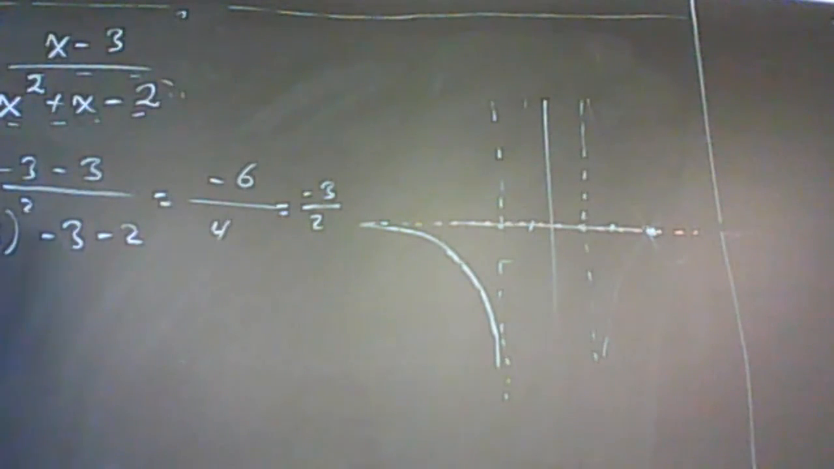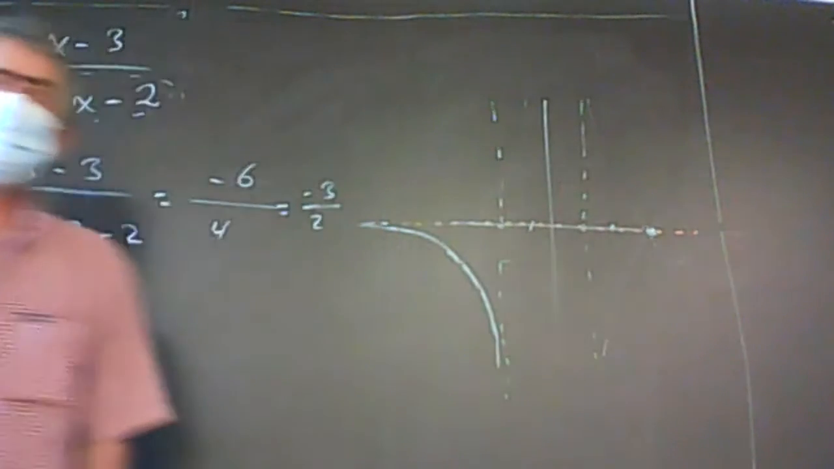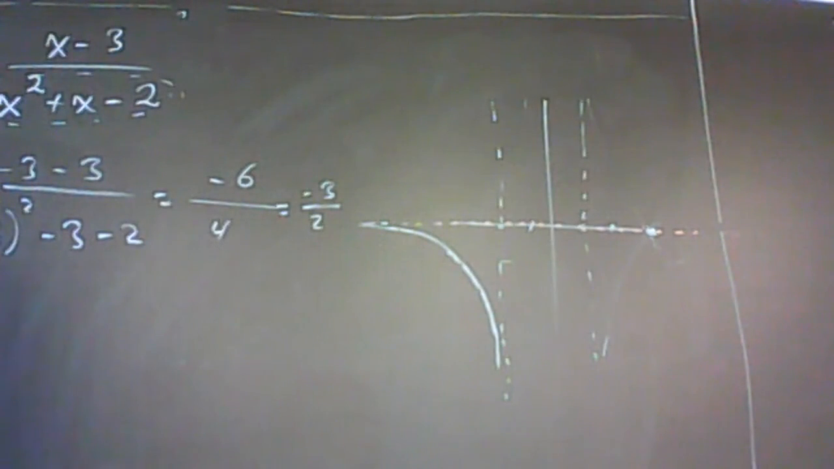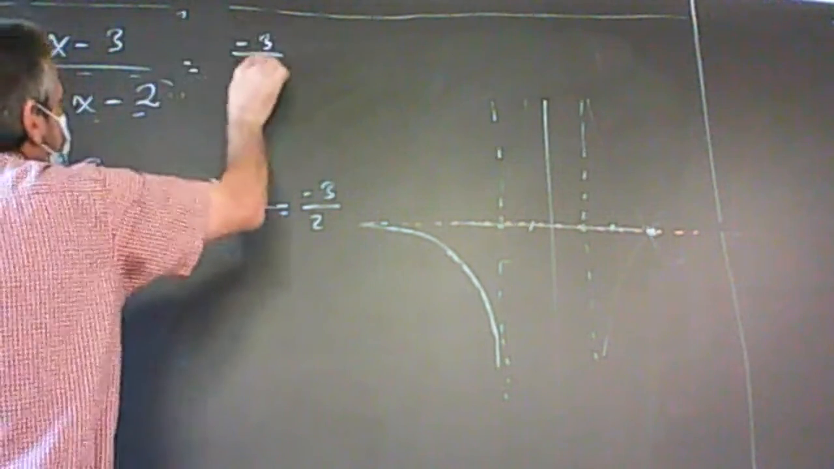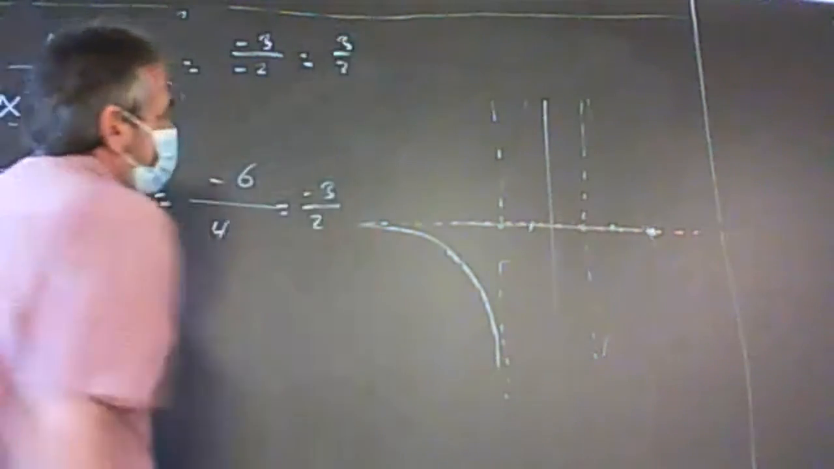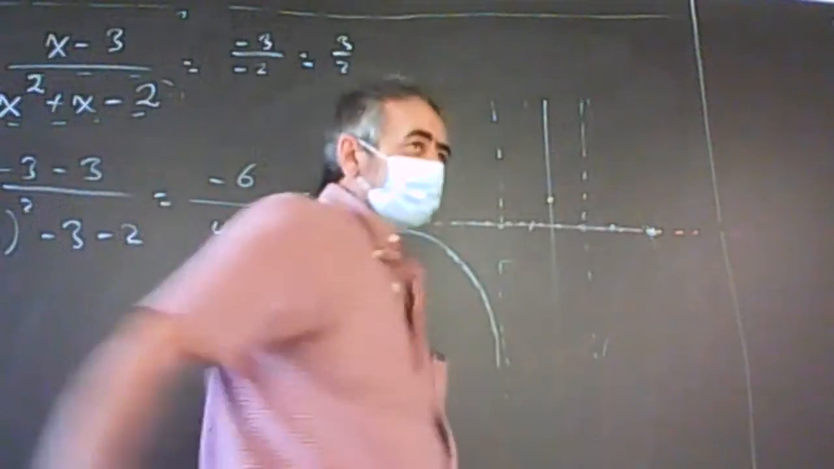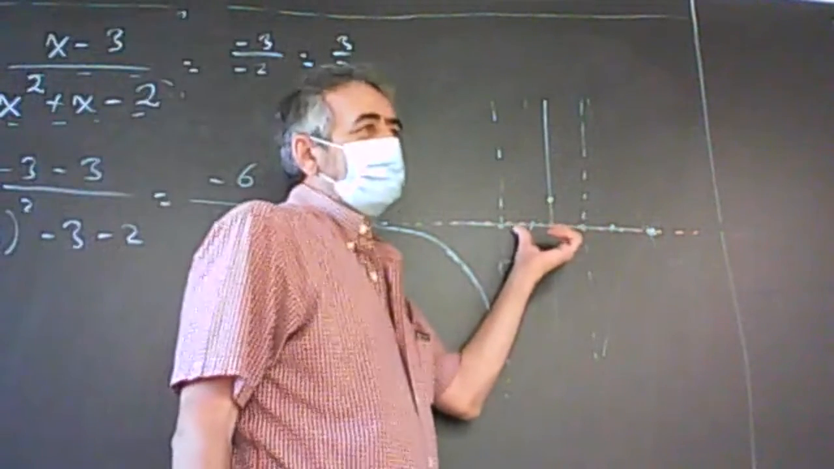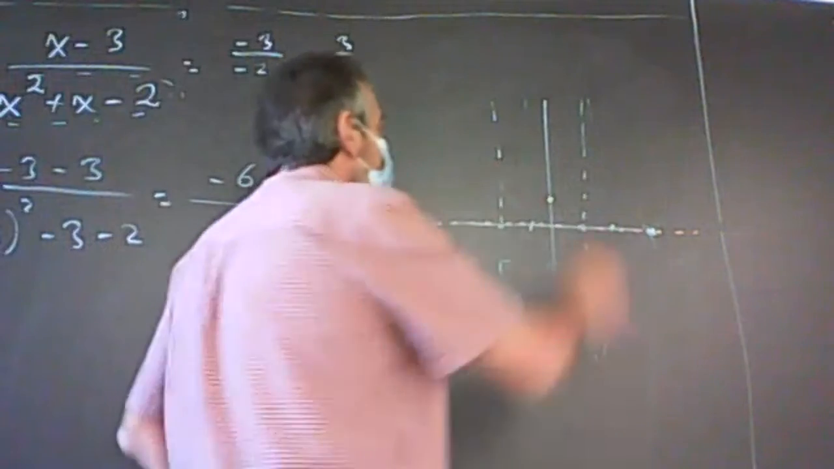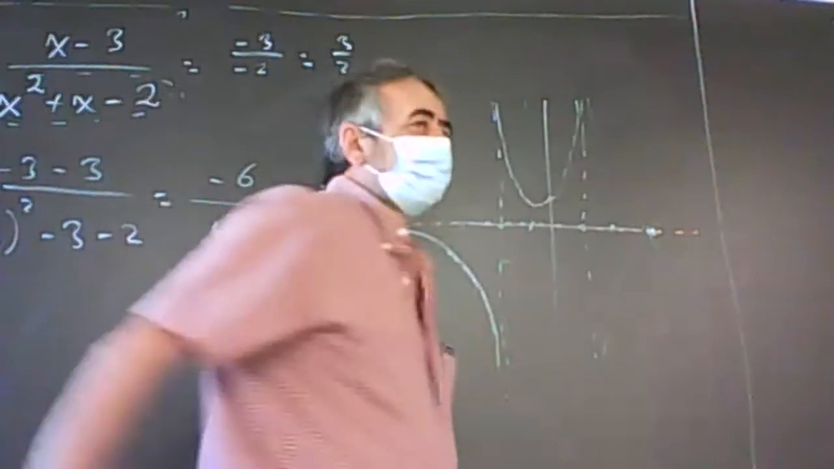Okay? So let's take a point over here in the middle. Let's say x equals the easiest one, which will be 0. Okay? When x is 0, we end up with negative 3 over negative 2, which is 3 over 2. So it is going to be above the line. Let's say over here. Okay? But we just said the graph doesn't cross this line in here, does it? So that means in the middle, the graph goes like that.